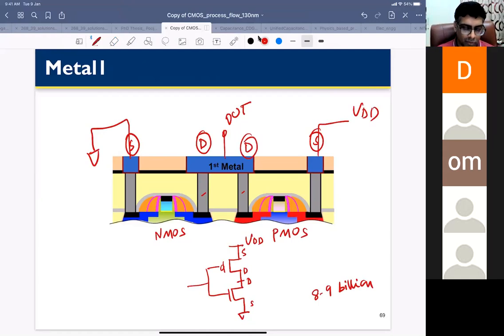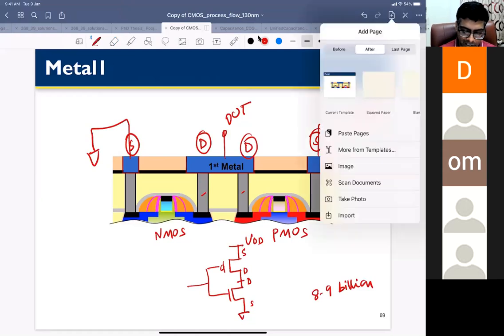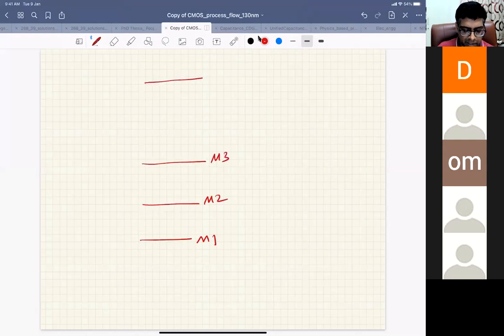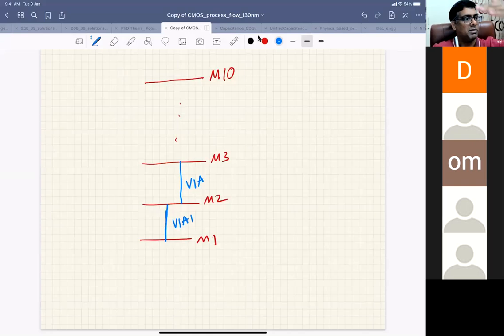So this is metal one. As I told you, we have different levels of metal layers. Let's say this is metal one, I might have metal two, metal three, and depending on the number of metals, let's say this is metal 10, in advanced processes. Different metals are connected by something we call vias. This is called via 1. Via 1 connects metal 1 and metal 2.